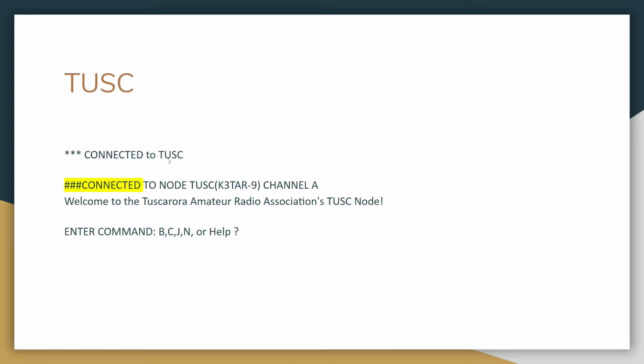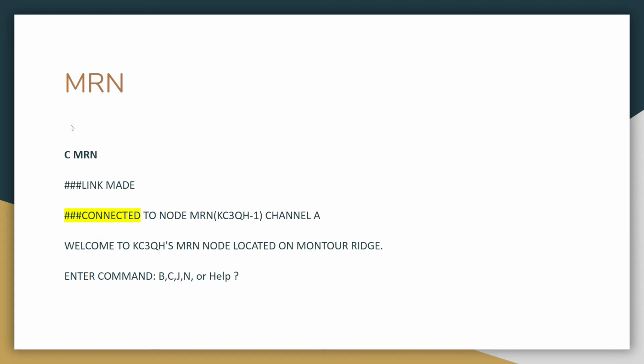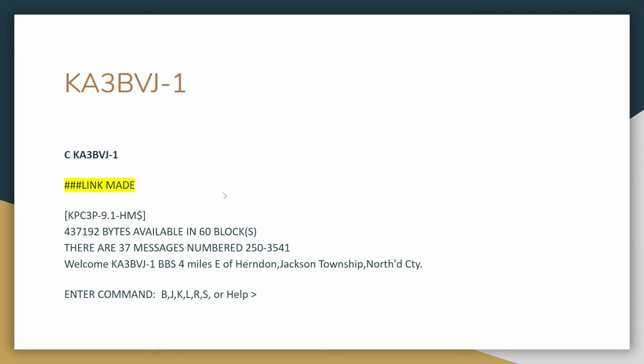I'm going to get the connected message, and then you see these three pounds and a connected. So I'm going to search on that. Just remember that. After I connect to TUSC, I'm going to issue another connect to MRN, and it's going to give me a link made and then a connected message. That's really key. And then I'm going to issue a connect to KA3BVJ-1. And that's what I'm going to see.